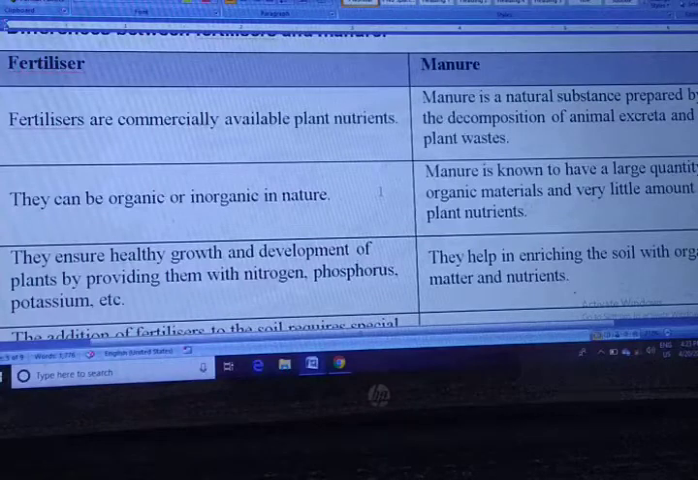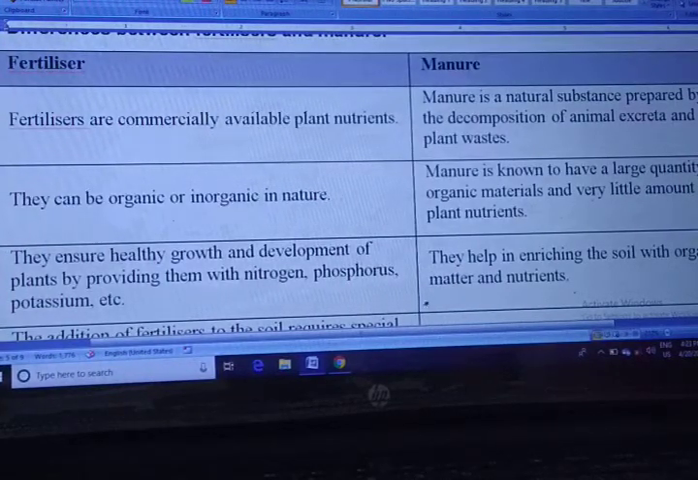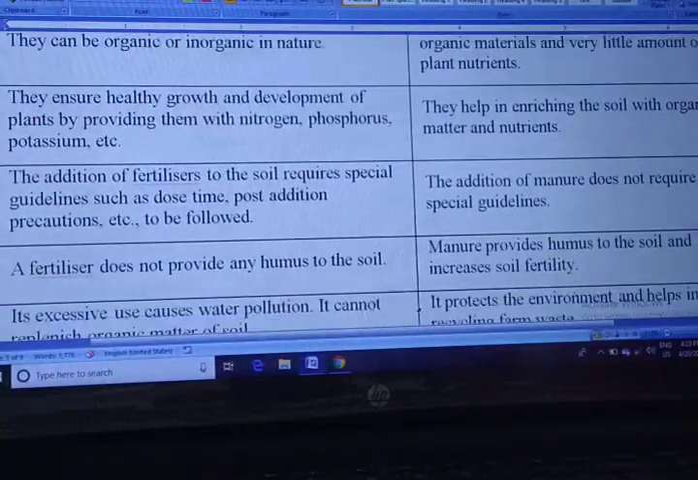Fertilizers can be organic or inorganic. Manure contains a large quantity of organic material and a very little amount of plant nutrition. Third, fertilizers ensure healthy growth and development of plants by providing them with nitrogen, phosphorus, potassium, etc. But manure helps in enriching the soil with organic matter and nutrients. So you have seen three differences, and I am giving you three more differences here.